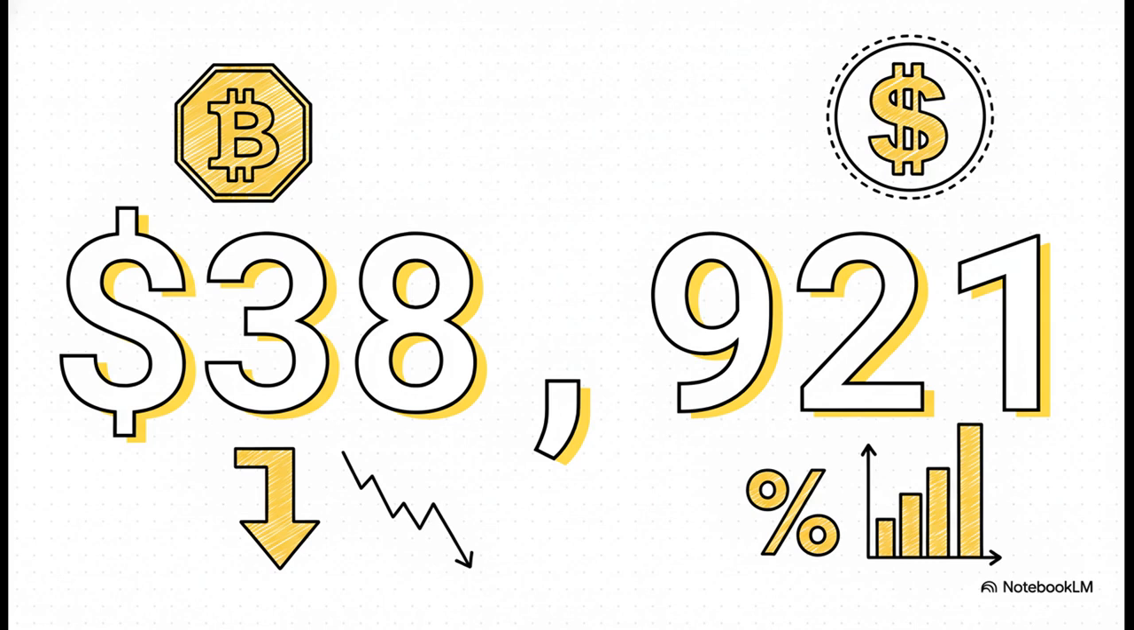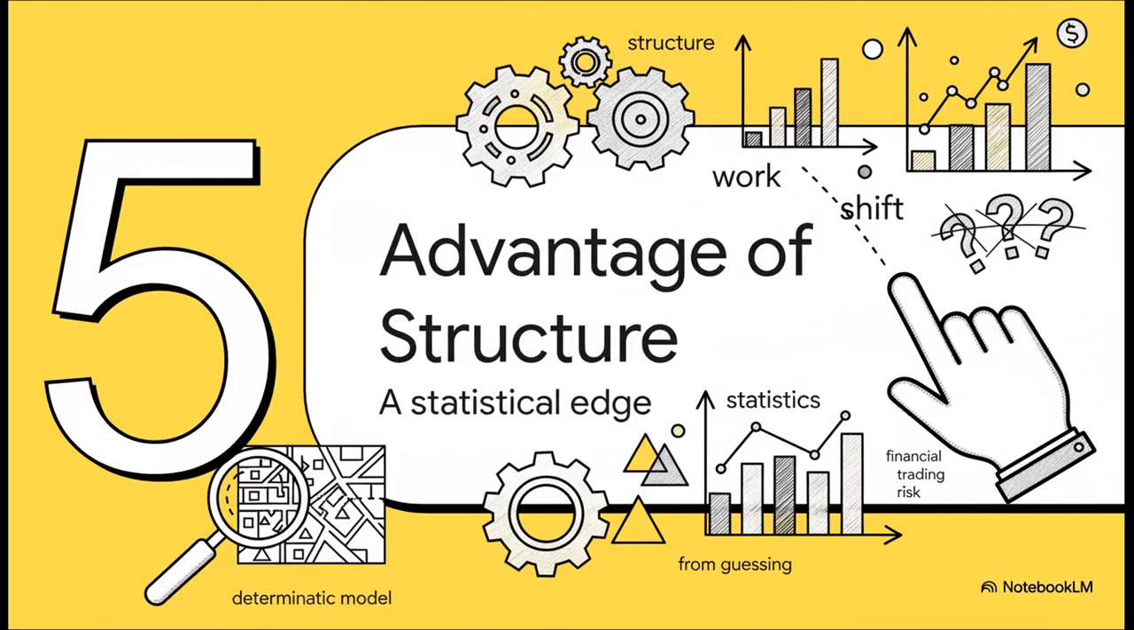The model calculates a structural stop loss at $38,921. Now, this isn't a guess. It's not a suggestion. It's a guarantee that if the price hits this level, our loss will be exactly $15,000, our 15% max drawdown. The worst-case scenario is no longer a fear. It's a known number.